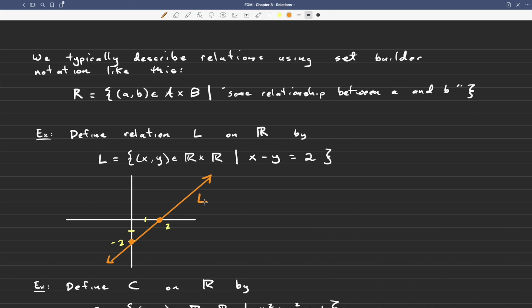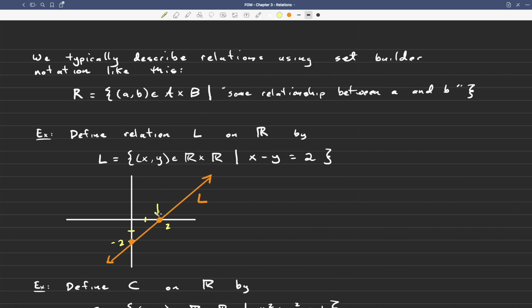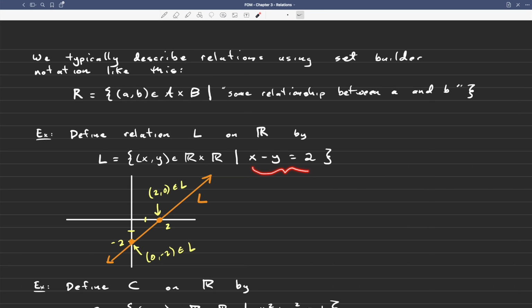So all the points on this line here are elements of this relation. For example, this point here, 2 comma 0, is an element of the relation L. This point down here, 0 comma negative 2, is an element of L. Indeed, every point that's on that line satisfies that equation that defines the relation, and so all the points that comprise that line is the relation.